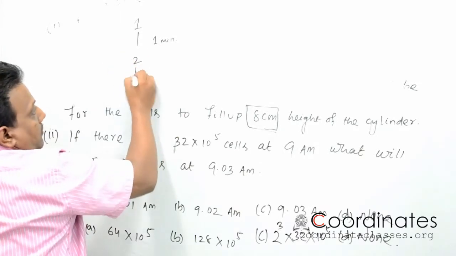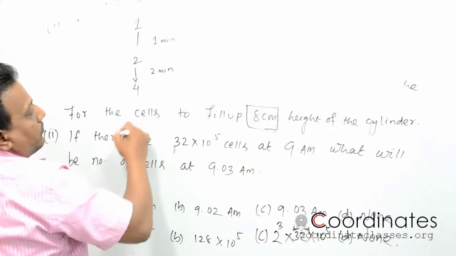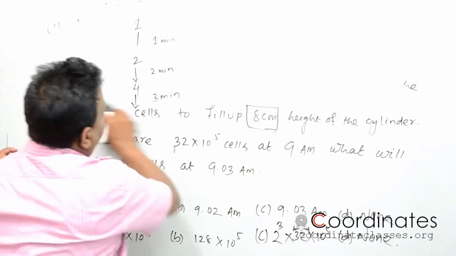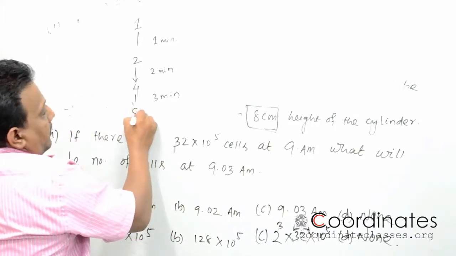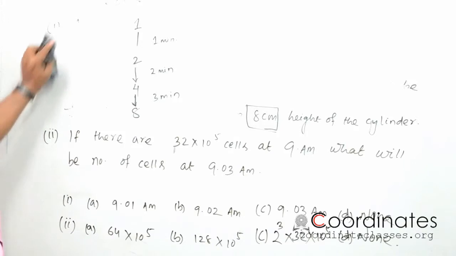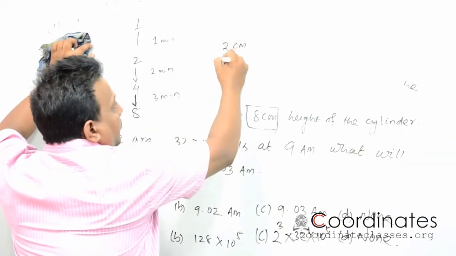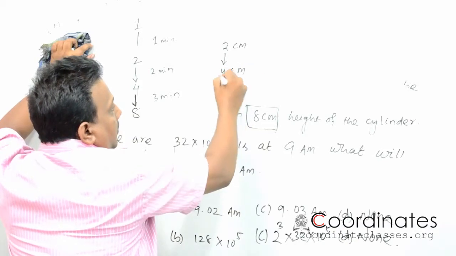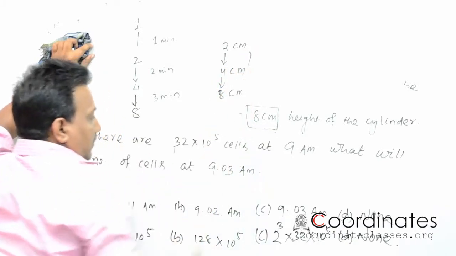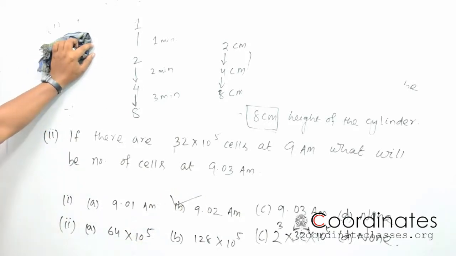And after second minute, the total number of cells will be 4, and after third minute, the total number of cells will be how much? It will be 8. Now in the question, it is given that the cylinder is occupied by 2 cm. Now after 1 minute it will be 4 cm, and after 2 minutes it will be 8 cm. So answer will be which one? This one, at 9:02.